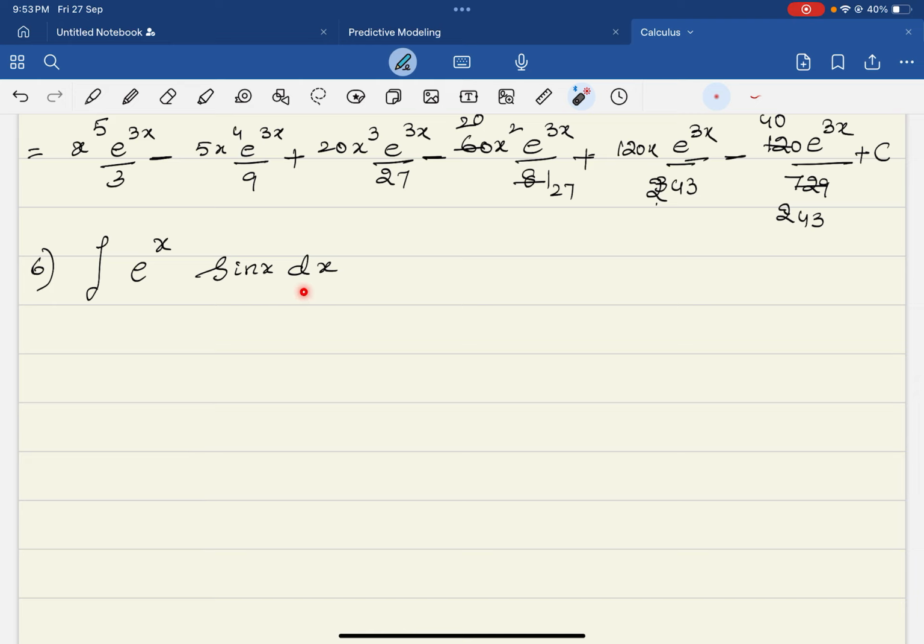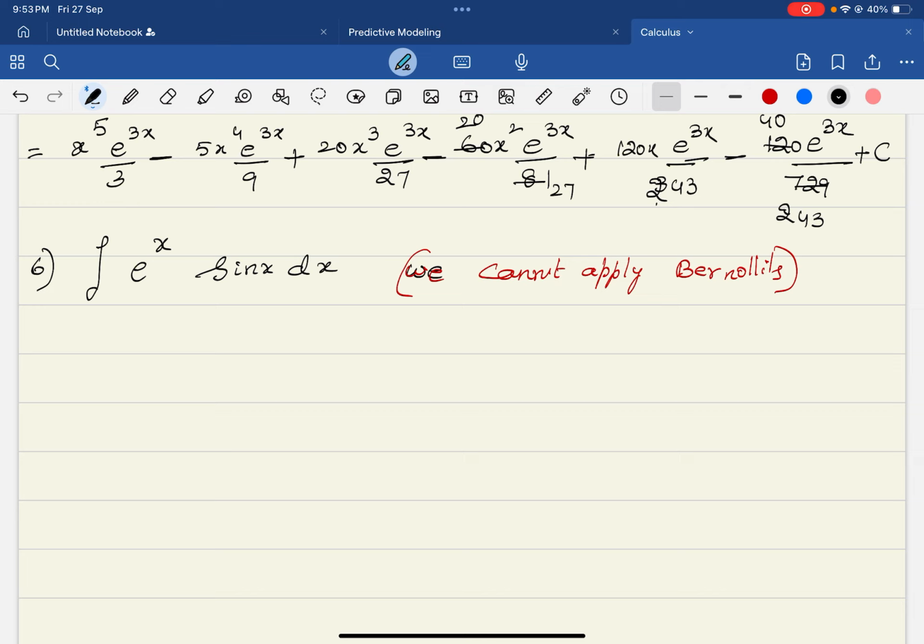So there is no algebraic function here. So we cannot apply the Bernoulli's form. The first thing you have to understand is, we cannot apply the Bernoulli's method, because there is no algebraic function. So we have to use it as usual.